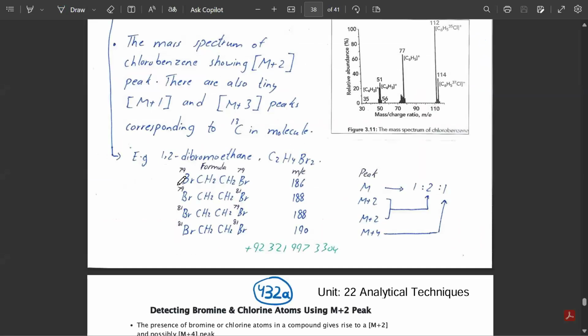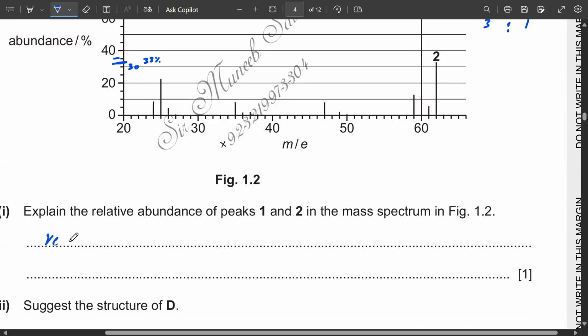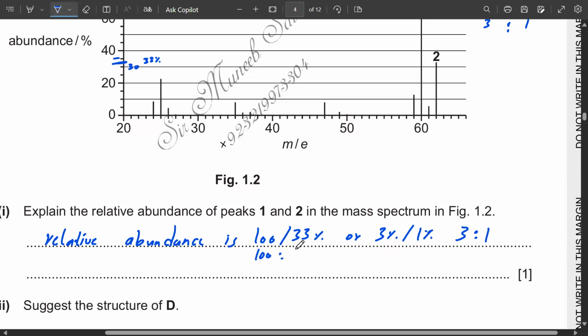In other words, the relative abundance is basically, we will say 100 ratio 33, or you can also write 3 ratio 1. So first you will write like this. It is like this ratio, or you can also write 100 ratio 33, and then you will say why is it there? Why is it like this?